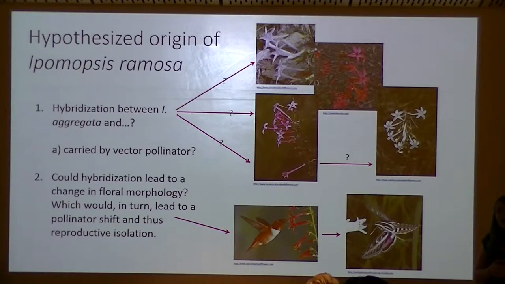So suppose that a long-distance pollinator was carrying foreign pollen and it found Ipomopsis aggregata and formed a hybrid. Could this hybridization have led to changes in floral morphology and in turn also led to a shift in pollinators, which led to its reproductive isolation?